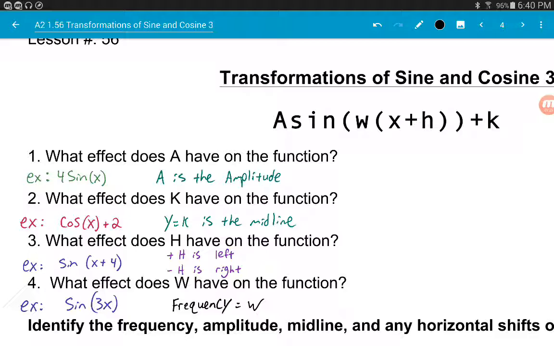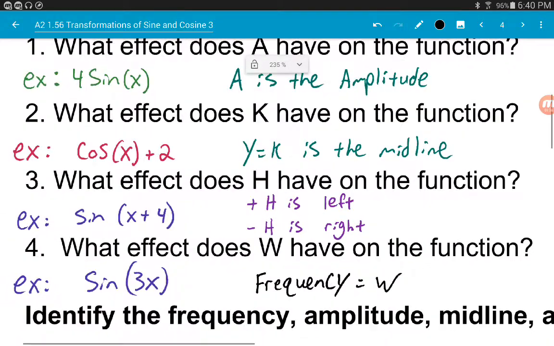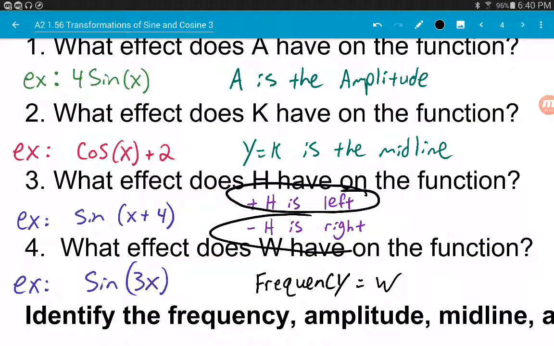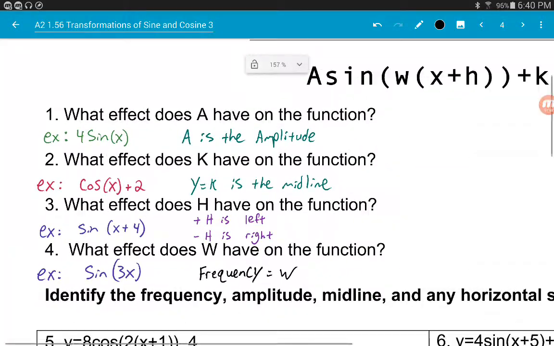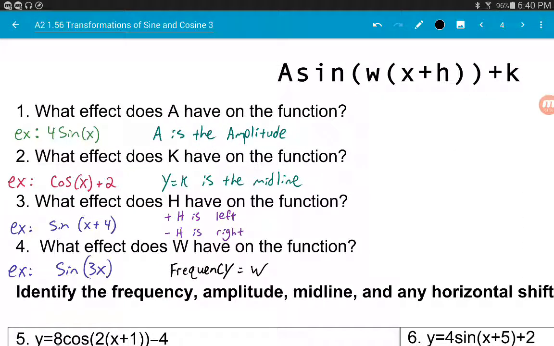H, an addition or subtraction on the inside of the function right next to the x, that's a horizontal shift. What you need to know is that adding a number moves it to the left and subtracting a number moves it to the right. It's the opposite of what you would normally think. So this sine of x plus 4 means that this is moved left 4 units. That's talking about this example right here.